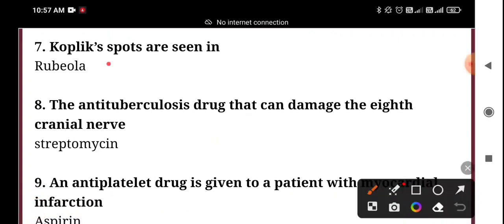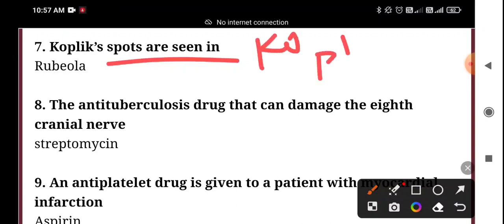So next question. Koplik spots are seen in the rubella condition.